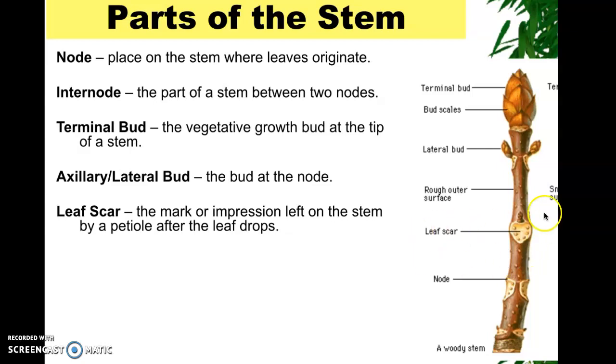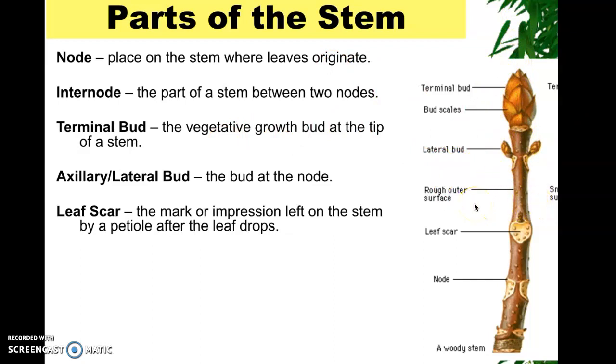So you can see right here, it's the buds at the sides. Lateral is the sides of the terminal bud, and this is where the growth outward is going to happen. The terminal bud is going to grow up, lateral buds grow out. Then we have a leaf scar.